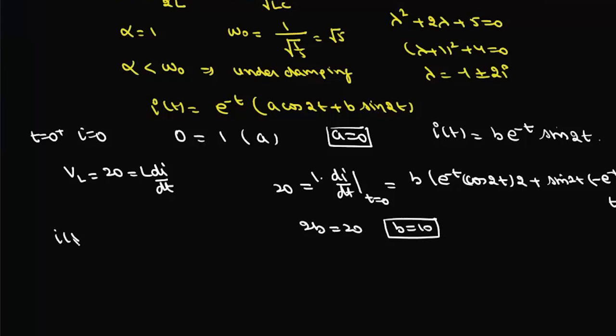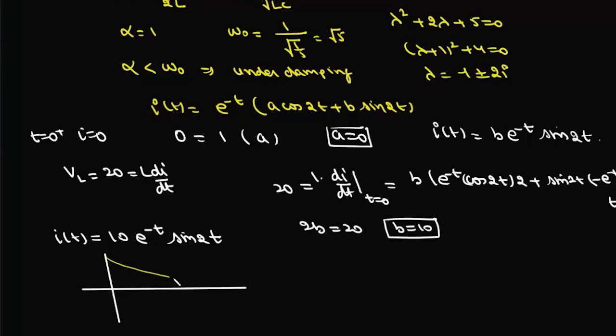So current in the circuit will be given by this equation, 10 e to the power minus t sin 2t, and from graph we know this is the graph of e to the power minus x. Now this is plus 10, this is minus 10, and we need sin 2t. So this is how current is going to oscillate in this circuit.